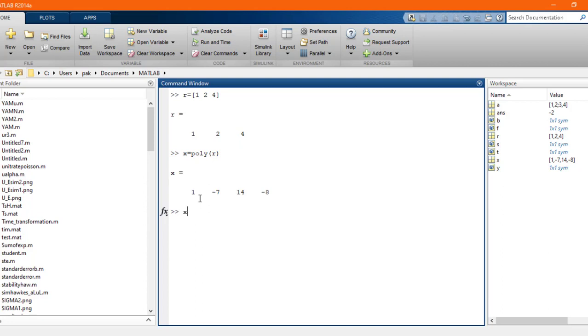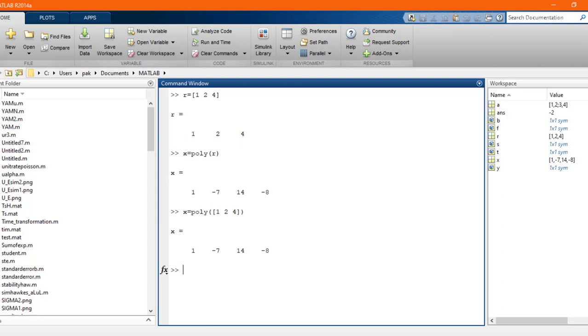Now another way to write this is X is equal to poly, and you can simply copy this vector that contains the roots and paste it over here. So I have not used the R variable over here. I have directly inputted the roots. You should remember these brackets that I have inputted over here. So I'll just press enter, and you can see that we get the same result for the polynomial.